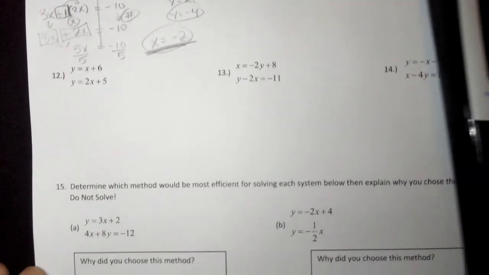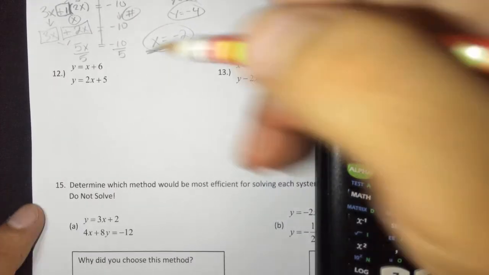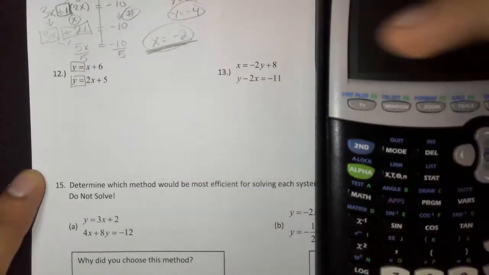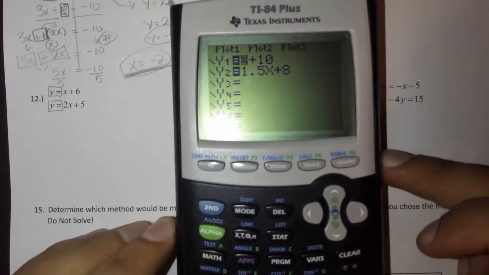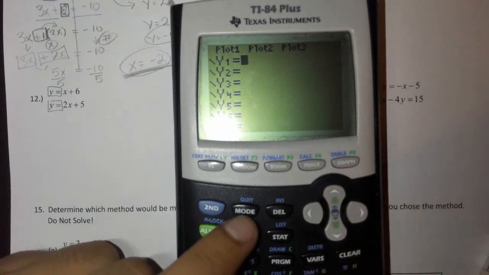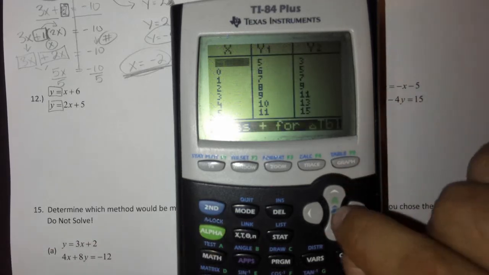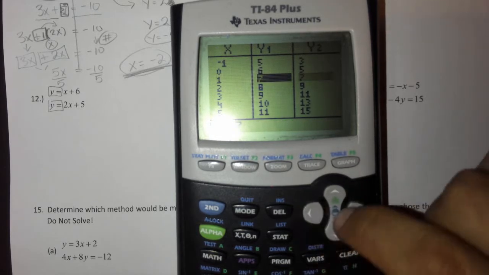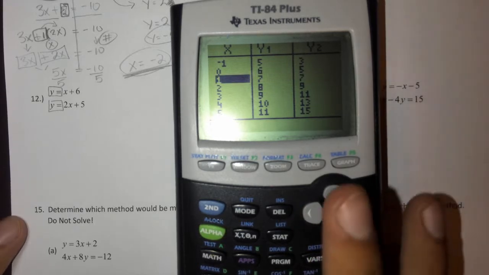Alright, that was one problem. I'll show you guys how to work number 12. For number 12, since both of these equations are in y equals, y equals x plus 6 and y equals 2x plus 5, we can actually go into our calculator and just type these in. So this one would be one where I don't have to do substitution. I could just do x plus 6 and 2x plus 5. Hit second graph, and then I just look at where y1 and y2 match, which in this case is at 7. Remember, that doesn't mean that my point is 7, 7. That means that my point is 1, 7, x and y.